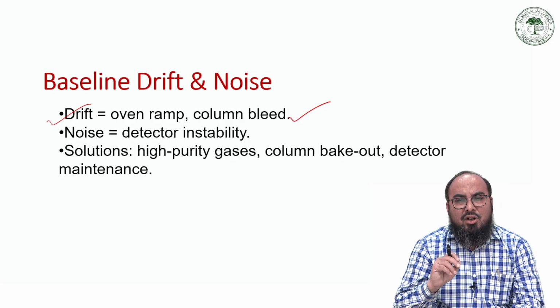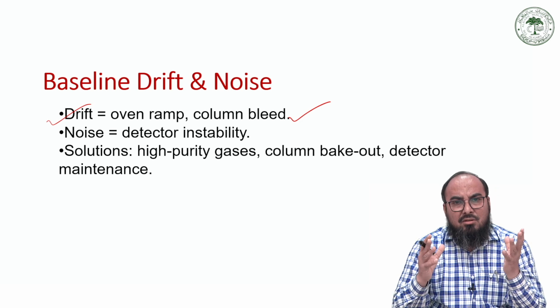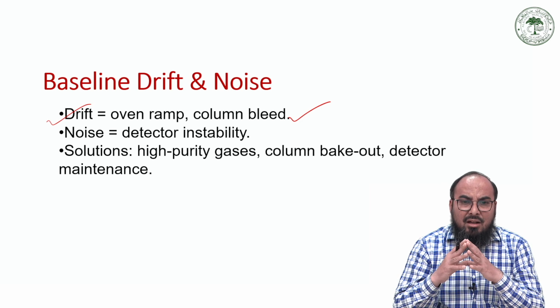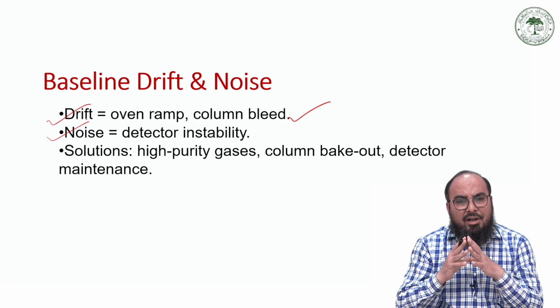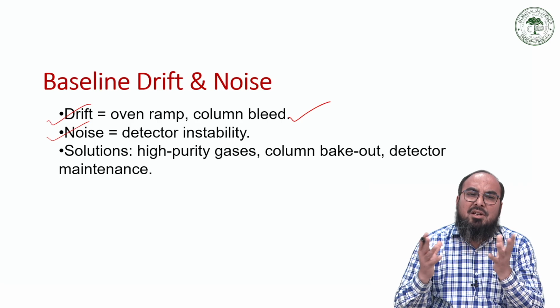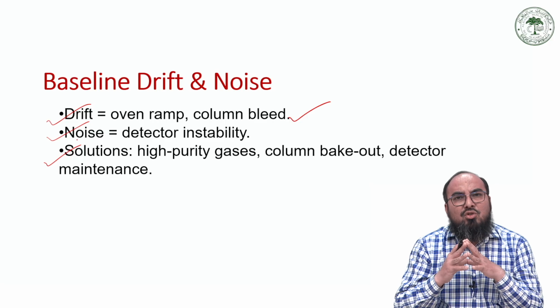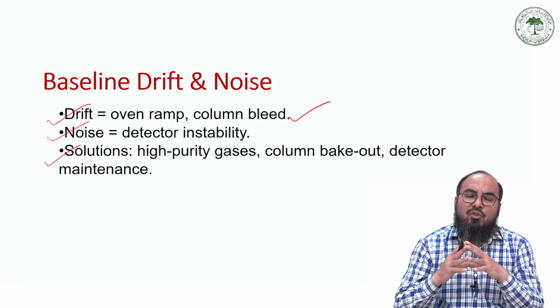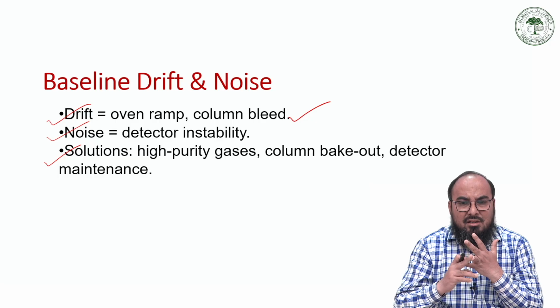So you have to check for the column bleed, that is, whether you are increasing the oven temperature too much, more than the boiling point of the stationary phase. Similarly, noise creates instability, and sometimes the noise occurs because of detector instability. So what are the solutions? The solution is again here, you have to use very high purity gases, free from any impurity, whether it may be water or certain other gases.